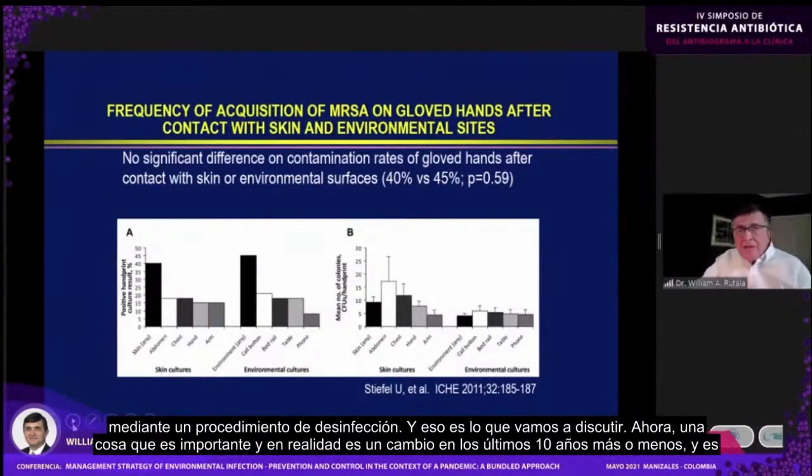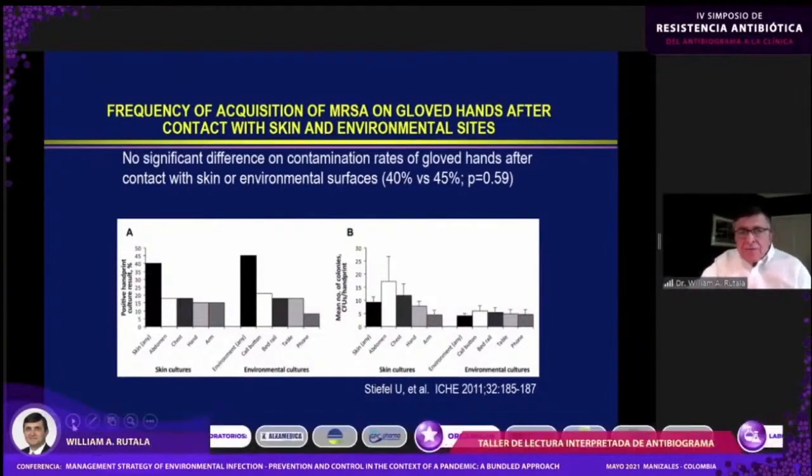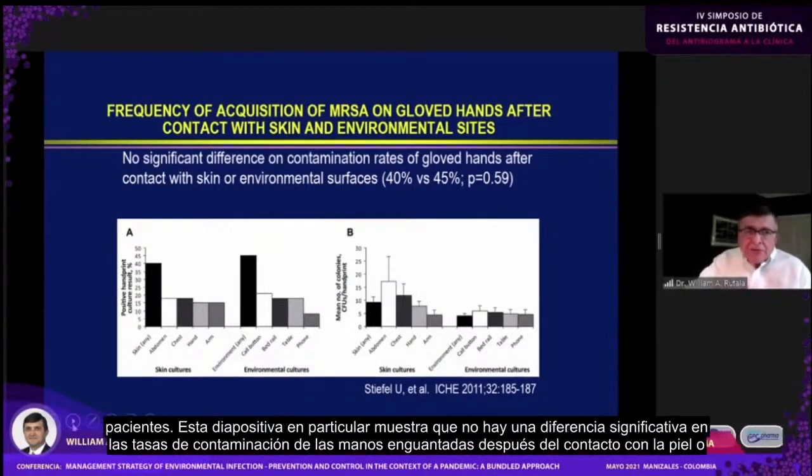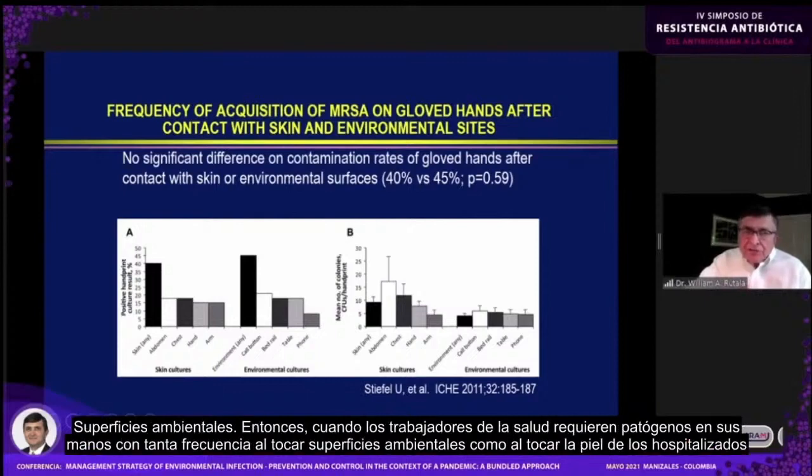Now, one thing that's important, and it's actually a change in the last 10 or so years, is that healthcare workers acquire pathogens as frequently from touching environmental surfaces as they acquire pathogens on their hands from touching the skin of patients. This particular slide shows that there's no significant difference in contamination rates of gloved hands after contact with skin or environmental surfaces.